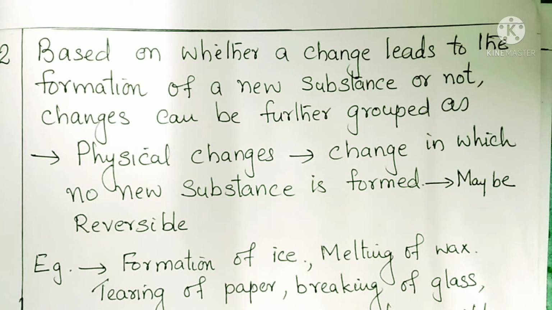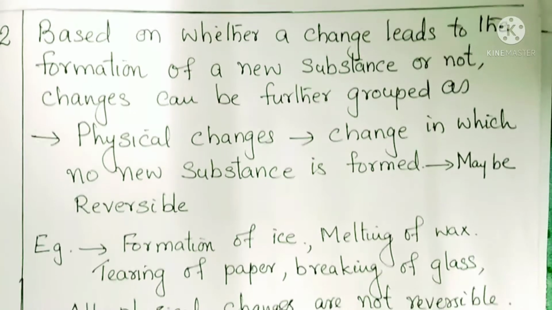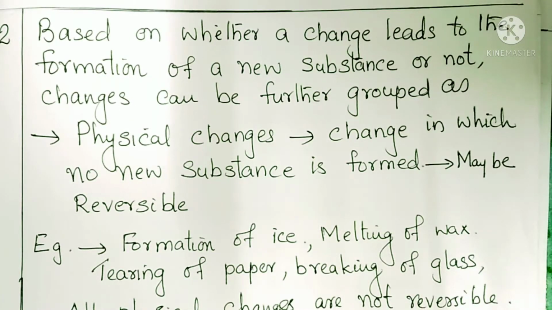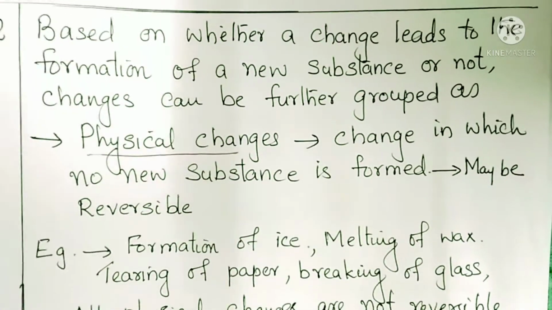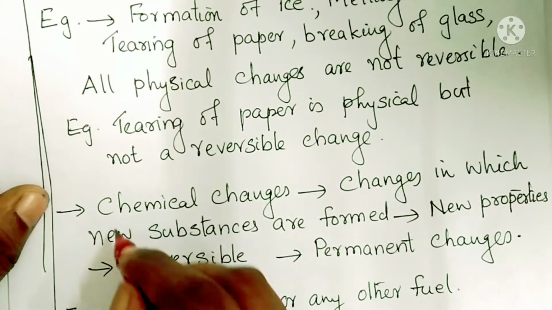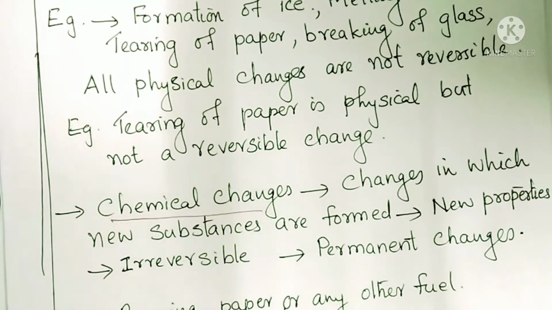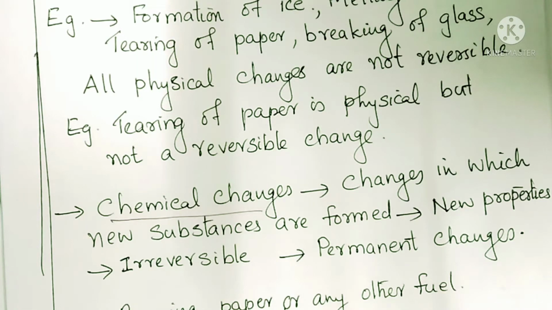But if you burn the paper, you get ashes, so a new substance with new properties is formed. Such changes are called chemical changes. So we learned first about which changes? Physical change, and then we talked about chemical changes. In chemical changes, what happened? New substances are formed, and the new substances have new properties.